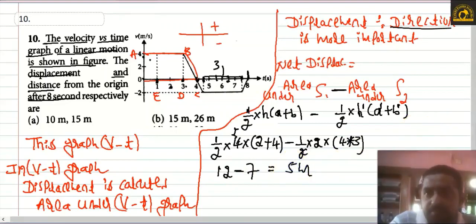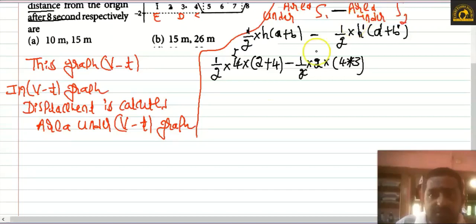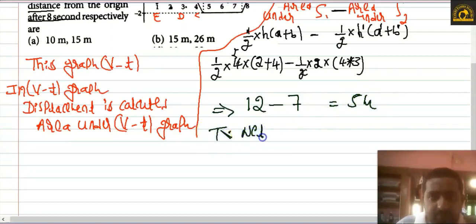So the net displacement is equal to 12 minus 7, that is equal to 5 meter. This is the net displacement. Net displacement is equal to 5 meter.